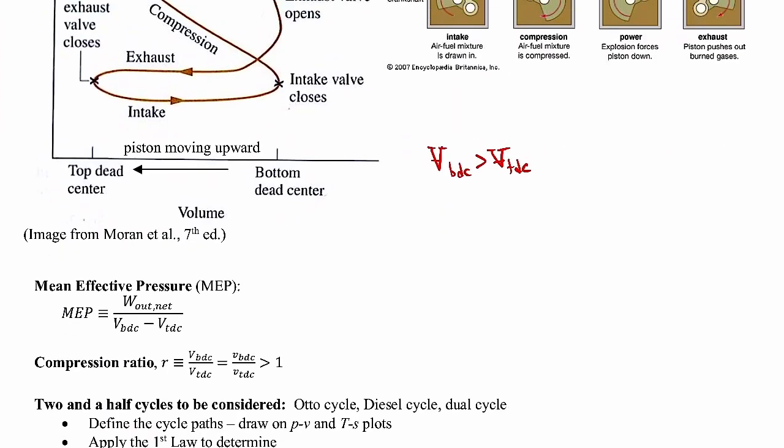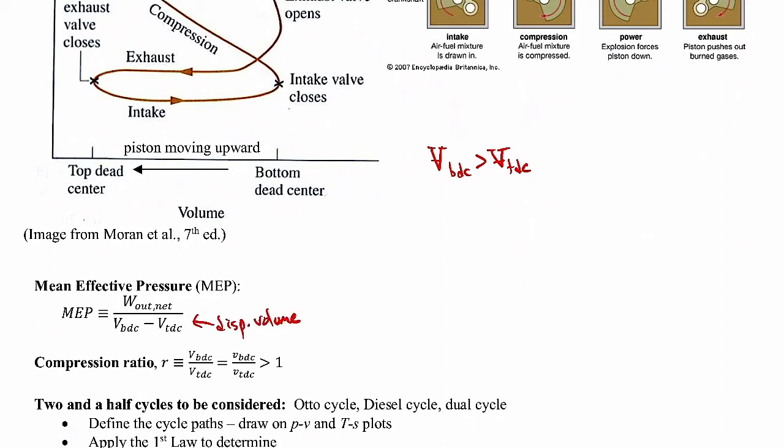There are a couple of parameters that we sometimes use to describe the behavior of these cycles. One is known as the mean effective pressure, or MEP. This is defined as the net work out of the cycle, so the net power or the net work that we get out of it, divided by the displacement volume. So this is the displacement volume, just the bottom dead center minus the top dead center.